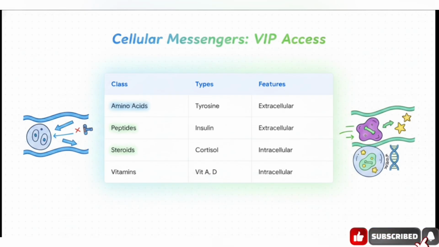On the flip side, we have cholesterol derivatives, which are our steroid hormones and vitamins A and D. Because these are lipid-soluble, they get the ultimate VIP access. They cross the cell membrane directly and bind to intracellular receptors.